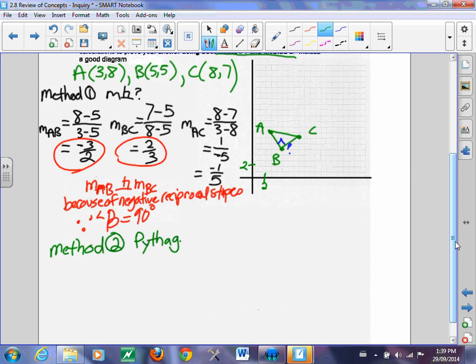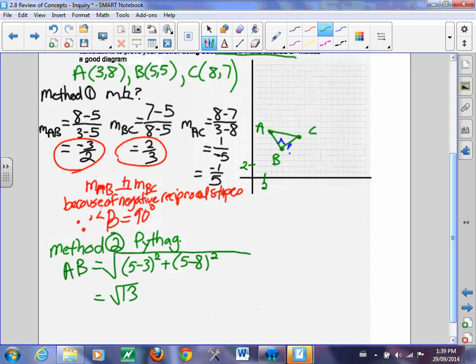Okay, so Pythagorean theorem tells us that the two non-hypotenuse sides squared will equal the third side squared. So let's just take a look at the lengths. If we do AB, okay, do the big length formula. So it's going to be 5 minus 3 squared plus 5 minus 8 squared. That equals root 13. We're just going to leave it as square root 13 for now.